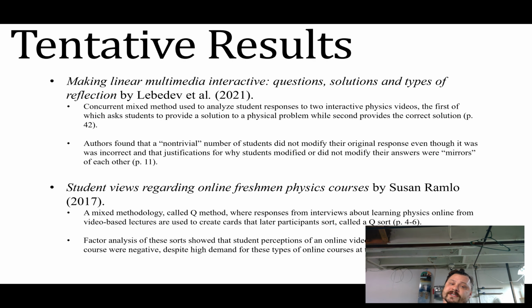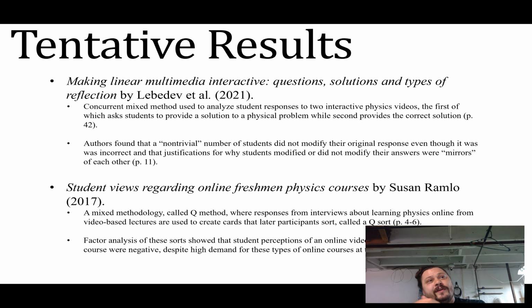So my tentative results: probably my best two articles that I have right now are Making Linear Multimedia Interactive: Questions, Solutions, and Types of Reflection by Peter Lebedev, and there are some other European authors on this article. I don't need to get too much into this, but basically it's a concurrent mixed method where they have students watch a Veritasium video, if you know that YouTube channel, where that video asks them to make a prediction and to write it down. And they recorded the writing down of all those students' predictions in a survey kind of thing.